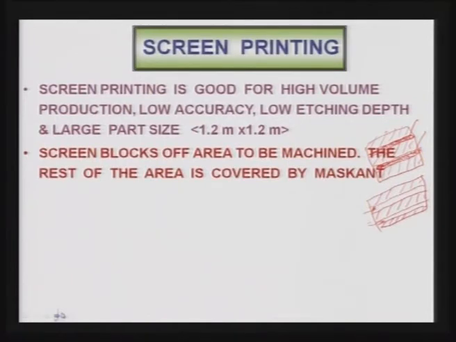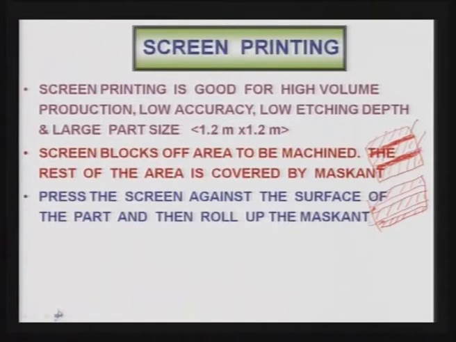Screen blocks the area to be machined, and the rest of the area is covered by maskant. As I have shown here, this is the screen which is blocking the area which is to be machined and the rest of the area is having the maskant. That is why you have this as the blank area.